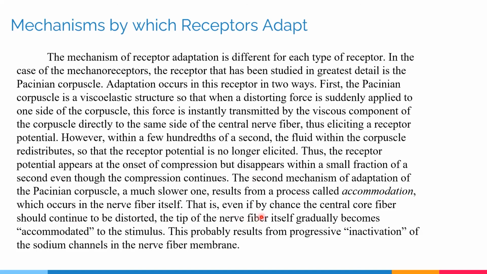That is, even if by chance the central core fibers should continue to be distorted, the tip of the nerve fiber itself gradually becomes accommodated to the stimulus. This probably results from progressive inactivation of sodium channels in the nerve fiber membrane. And thus, the Pacinian corpuscle, even though it is being stimulated, does not transmit nerve impulses to the central nervous system.